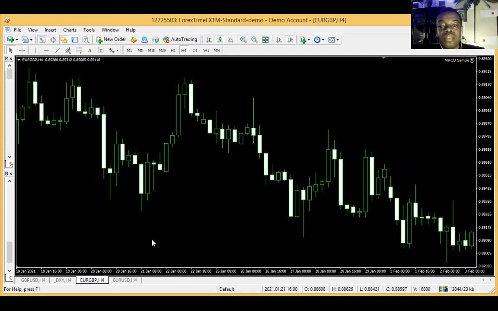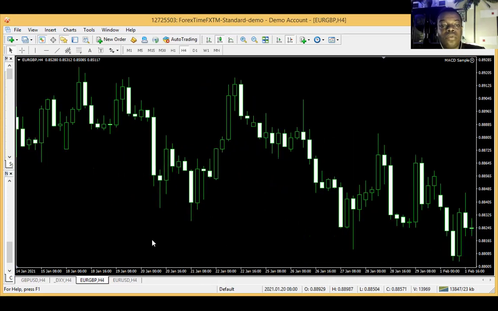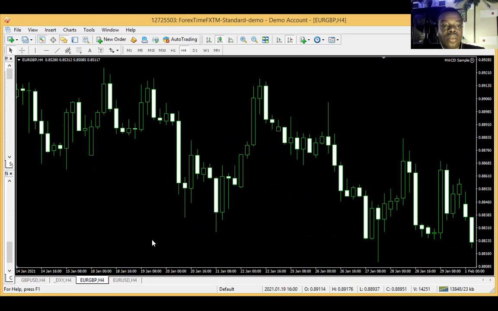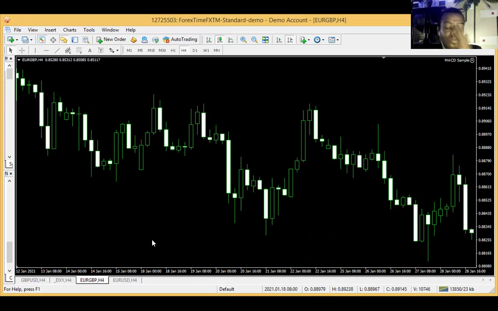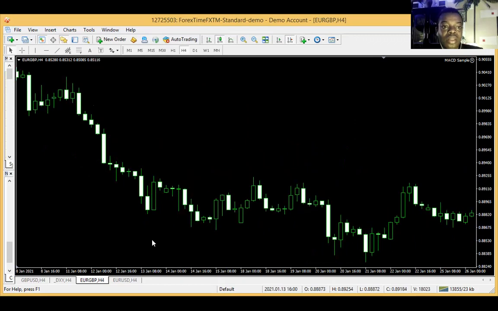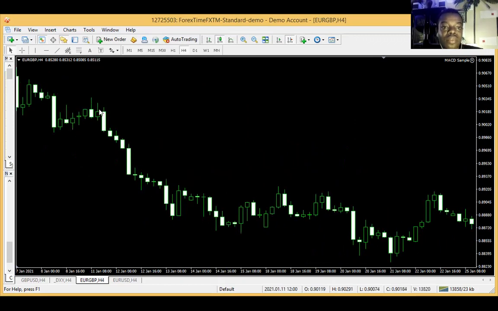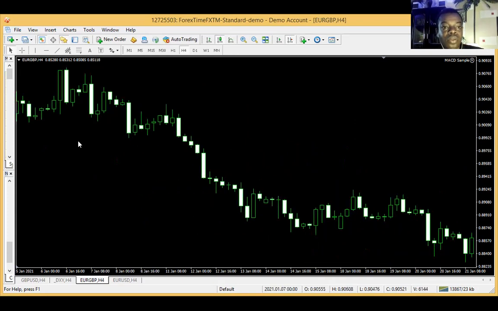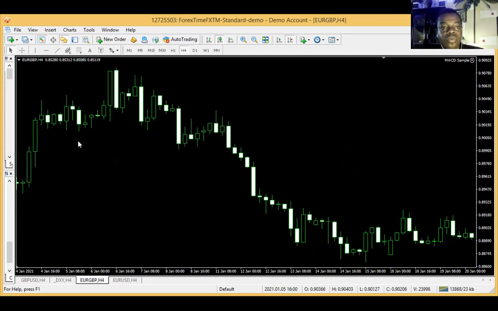I'm trying to get a tweezer bottom, the bullish tweezer. All the tweezers I'm seeing here have a swing that is lower than them. This is another tweezer. You can see this is a tweezer here, and the market went down. This is a tweezer top. We are looking for a tweezer bottom.